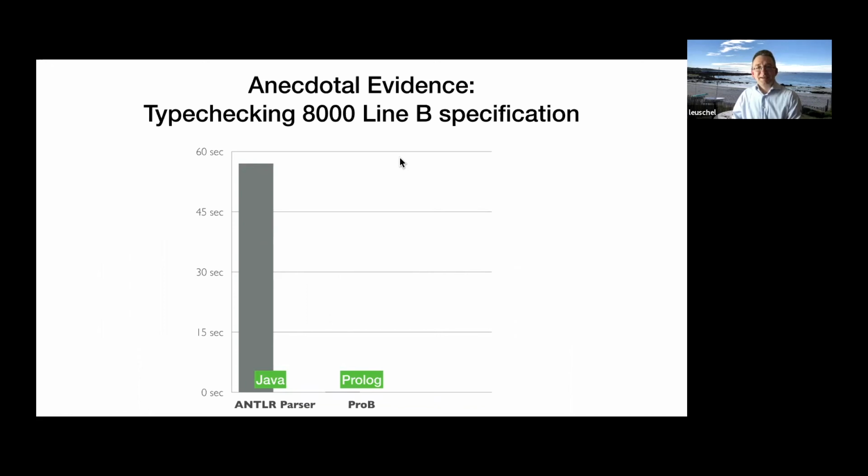We haven't had it analyzed why it's so slow, but the equivalent Prolog code takes 0.125 seconds for that. So it goes to show, at least use the right language for the right tool. And I think for the heart of ProB, Prolog was a good choice. And we use Java for a lot of other things.